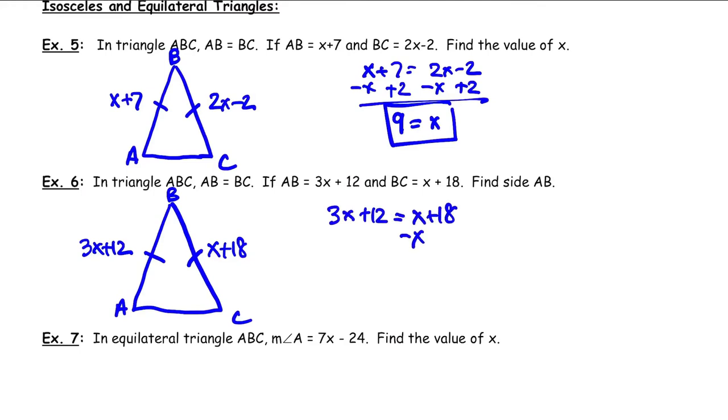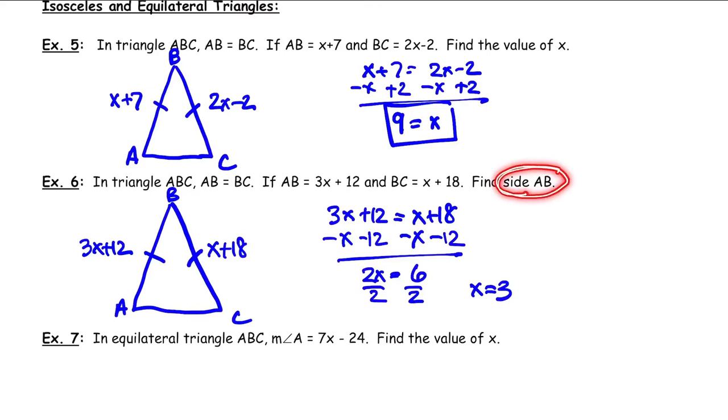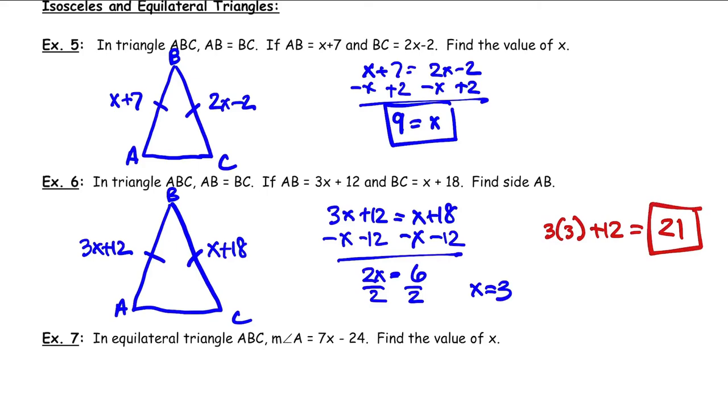I'll subtract x from both sides, and I'll subtract 12 from both sides, get it over to the other side. This gives me 2x equals 18 minus 12 is 6, divide by 2. X is 3. Now, the only thing that's moderately more challenging in this example, we want to find side AB. There's side AB. I just have to plug into this right here. So that's going to be 3 times 3 plus 12. It ends up being 9 plus 12, which gives me 21.